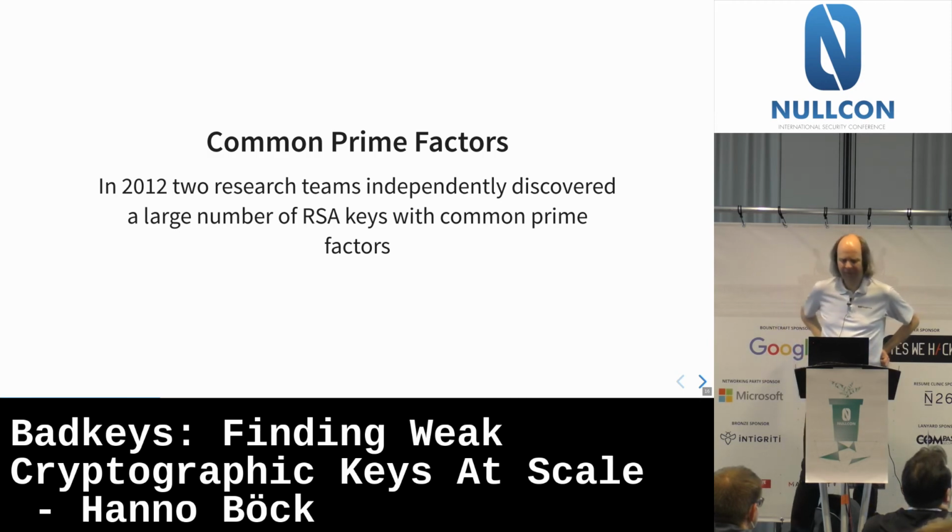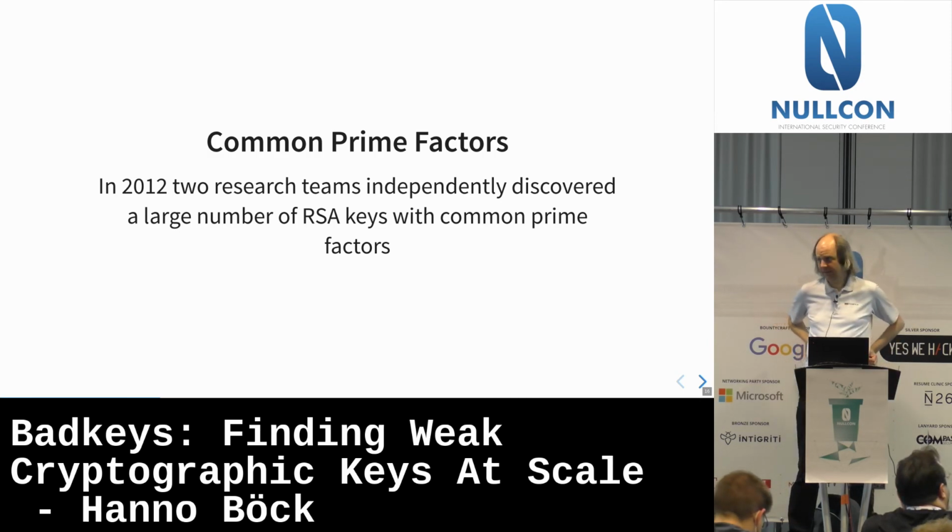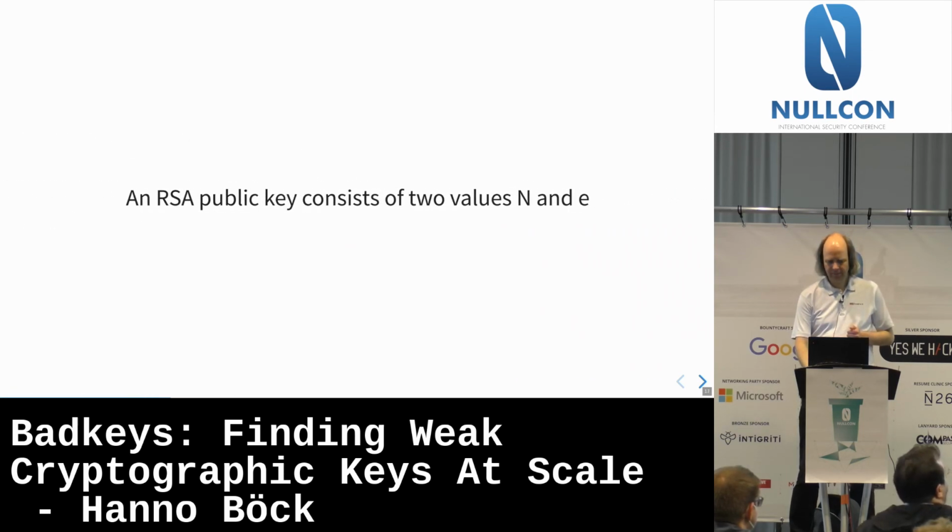Then the common prime factors vulnerability. In 2012, there were 2 research teams that basically independently discovered an issue with RSA keys with common prime factors. So we need to get a bit into how RSA keys look. I hope it's not too much math, but it should be relatively easy.